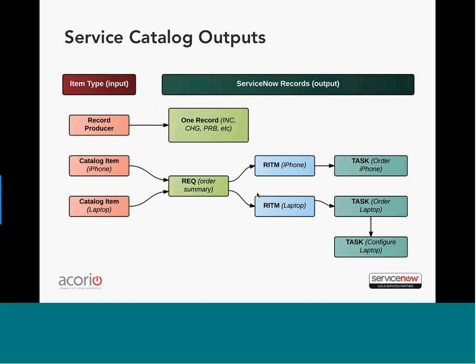This is another visual of the service catalog. So again, we have the catalog item. Then we have the request. So the request acts as the placeholder. We have the requested item. That can be, for example, an iPhone or a laptop. And then we have tasks. So for this iPhone, we have one task. That task is to order an iPhone. And for the laptop, we have two tasks.